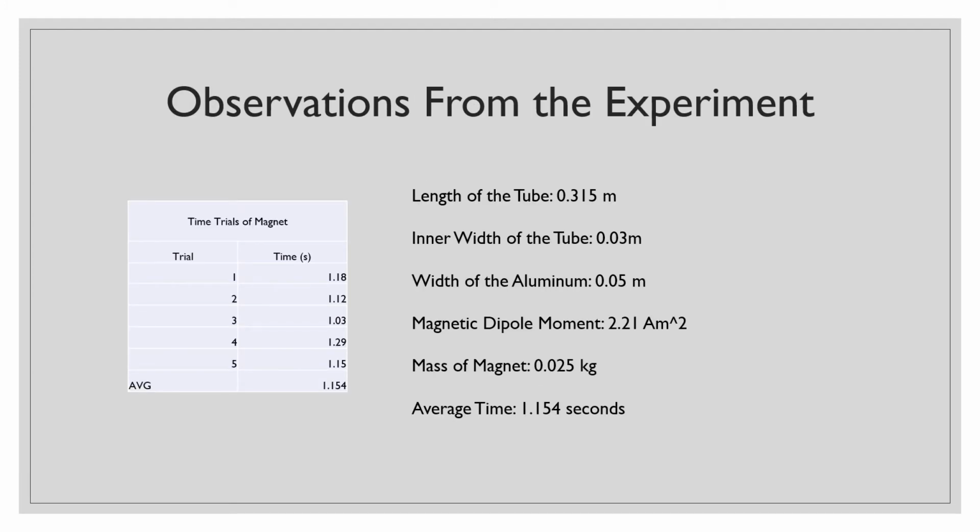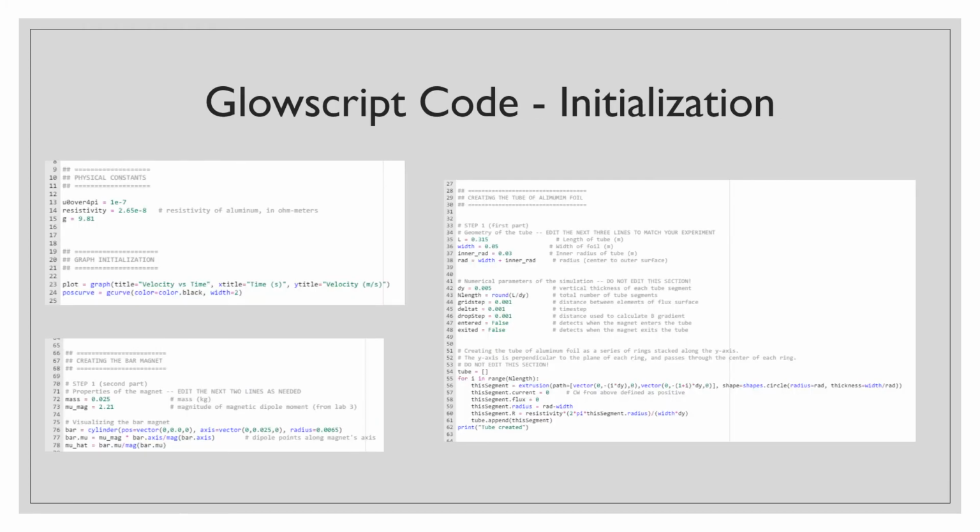The observations from the experiment are shown with the length of the tube, the inner width of the tube, the width of the aluminum, the magnetic dipole moment from Lab 3, and the mass of the magnet. And after 5 trials, the average time that was found was 1.154 seconds.